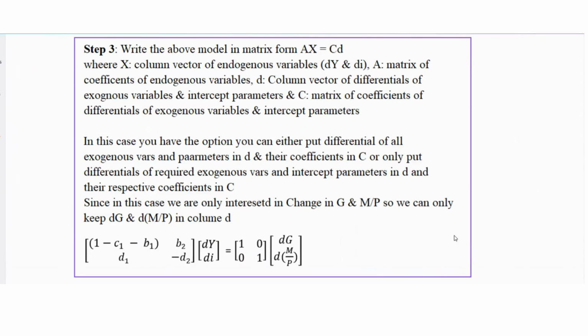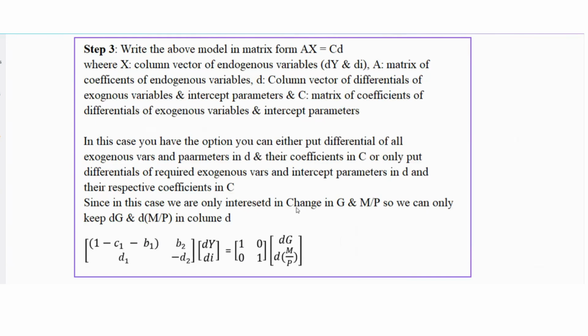Or we have an option here that we can only put the differentials of required exogenous variables and intercept parameters in D and the respective coefficients in C. Instead of adding differentials of all exogenous variables and intercept parameters on the right hand side, when you're finding multipliers, you have the option that you can only put differentials of those exogenous variables and intercept parameters that you need.